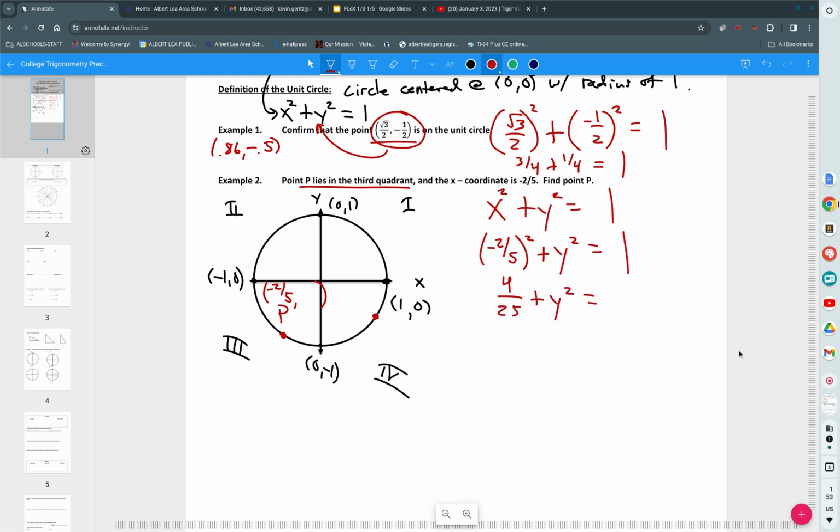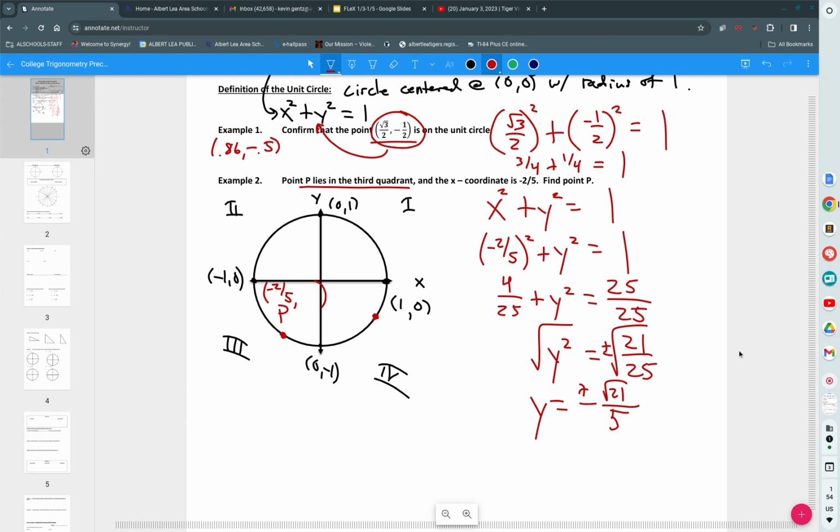And instead of 1, I'm going to write it as 25/25 because I can see that I have now common denominators. I'm going to need to subtract that over. As I subtract, I get y squared is equal to 21/25. And as we solve by taking the square root, notice it's a y squared. Because it's y squared, you're going to have two solutions. So therefore, you need to list both the positive and the negative. So y is equal to plus or minus the square root of 21 on top, and on bottom you just have 5.